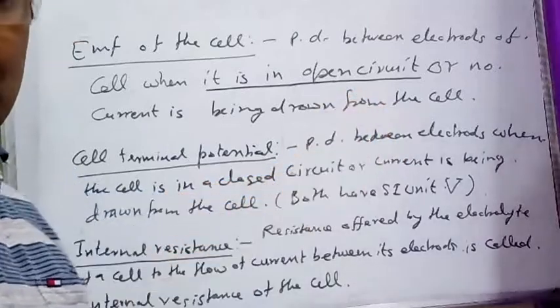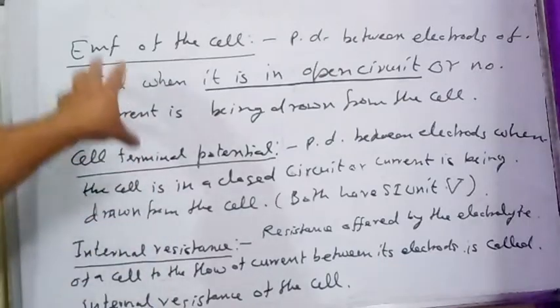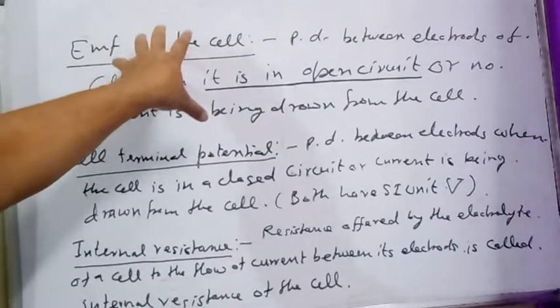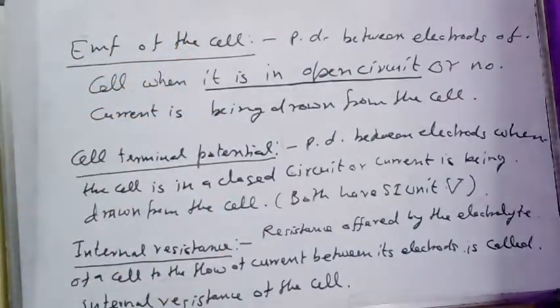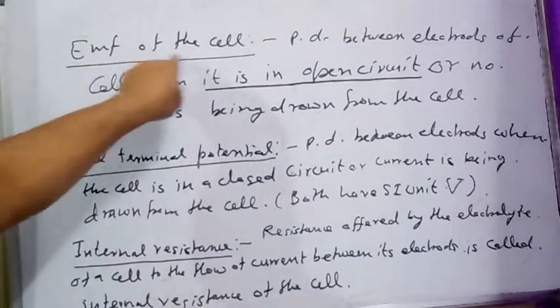From the cell. In that condition, whatever is the potential difference between the electrodes of the cell, that is called EMF or electromotive force of the cell. A particular type of cell has a unique value of the EMF.